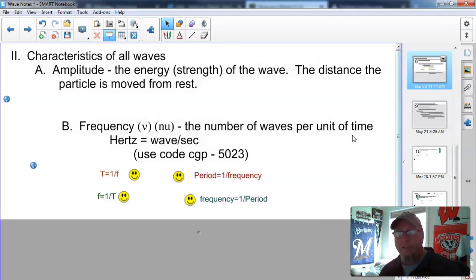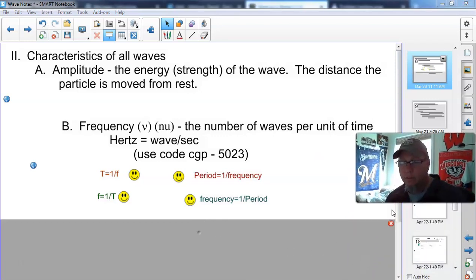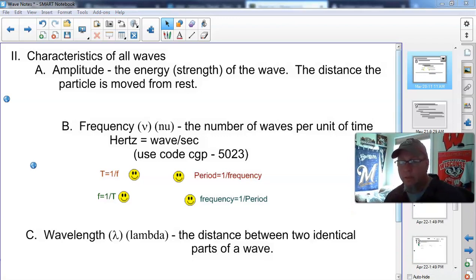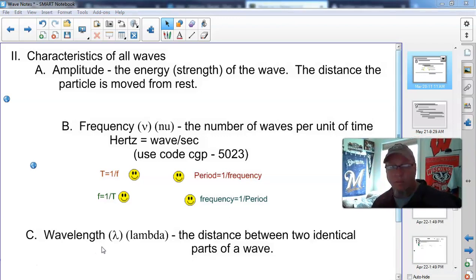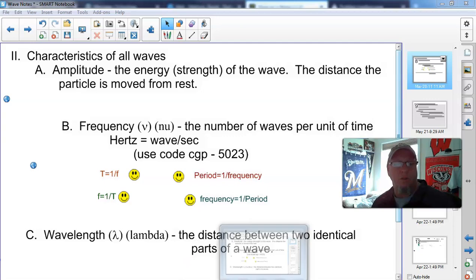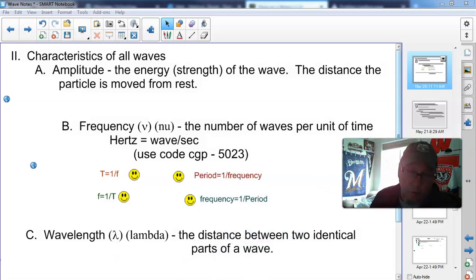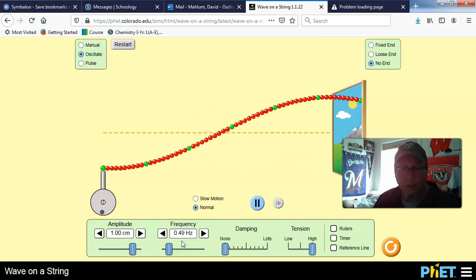All right, and then the last term that we're really looking at, last vocabulary term today, is wavelength. It's this kind of funny looking curvy Y thing, pronounced lambda, and that's the distance between 2 identical parts of a wave. So if I go back to my wave on a string, there it is.